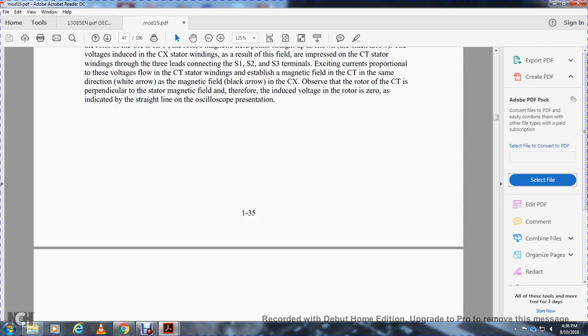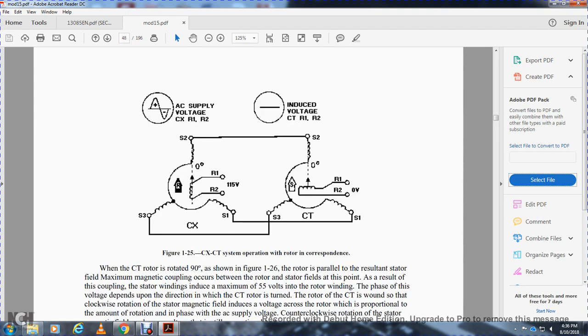Rotor 0 is indicated with the straight line on the oscilloscope presentation. This shows the AC voltage at the control transmitter, rotor 1 and rotor 2, and the induced voltage at the control transformer, rotor 1 and rotor 2. The arrow goes up to point 0 at rotor 1 and rotor 2, to 115 degrees at stator 2. Stator 2 goes to 0 degrees at the control transformer. Rotor 1 and rotor 2 are at 0 volts, and the control transmitter is connected to the control transformer. Stator 3 and stator 1 from the control transmitter are hooked up to stator 1 of the control transformer.